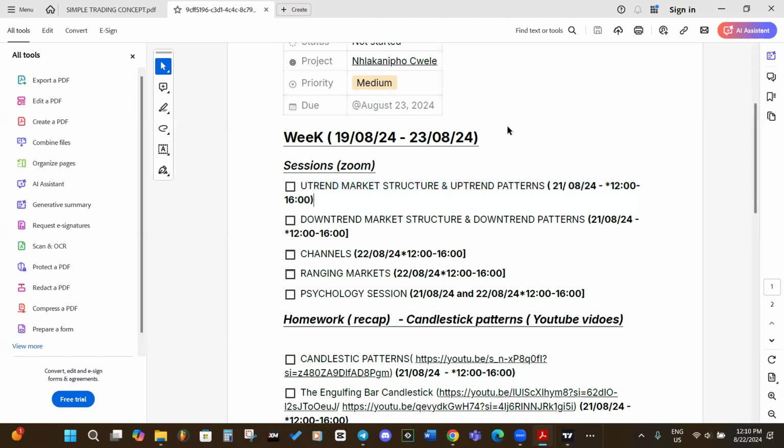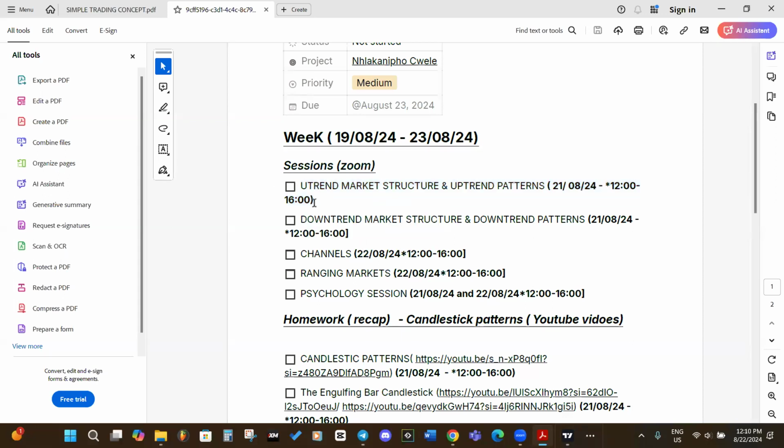So yesterday we were supposed to cover the uptrend market structure and uptrend patterns. We're still on market structure here. It's not yet technical analysis. I'm just introducing you to these market structures, patterns, and everything.